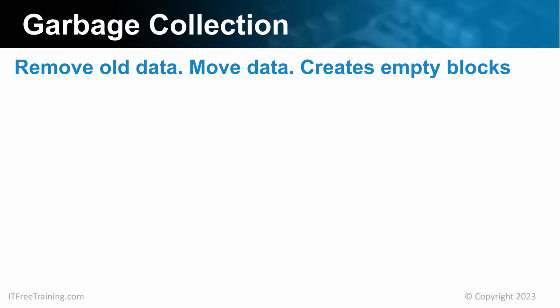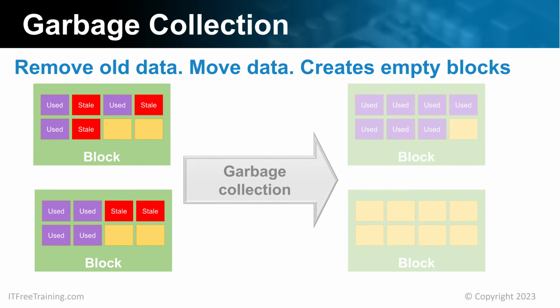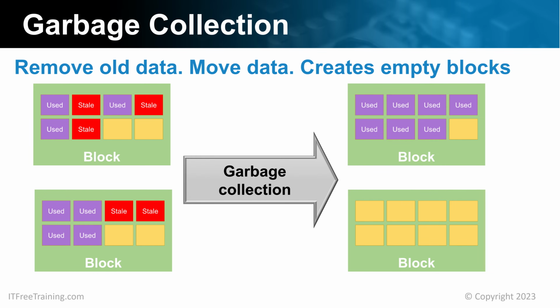To understand how the process works, consider that you have 2 blocks. Garbage collection is the process of removing all the stale data and combining data from multiple blocks into one. You can see in this example, once garbage collection has completed, the stale data has been removed. The more empty blocks there are, the faster writing to the solid-state drive will be in the future.